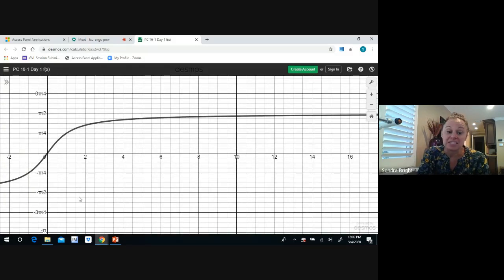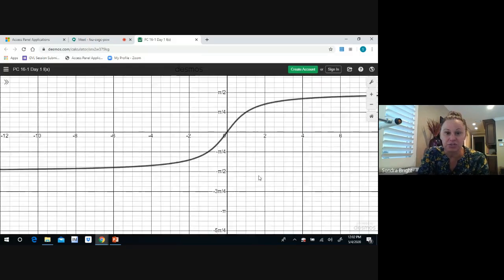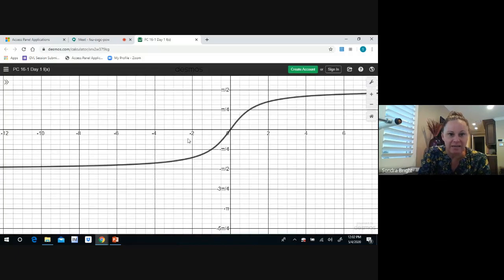We can look at as x approaches negative infinity. So as your x values are getting, the PowerPoint says smaller, but really it's larger, but in the negative direction, right? As x is getting larger and larger in the negative direction, do you remember there was an asymptote on negative pi over 2? And so your y values are approaching. They're getting real close, but not touching that asymptote, right?